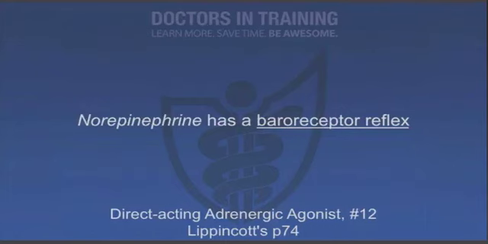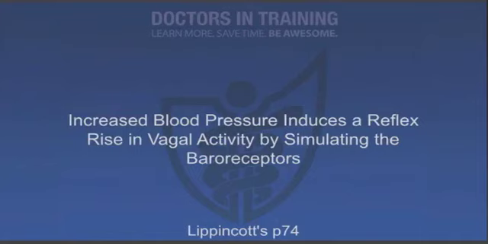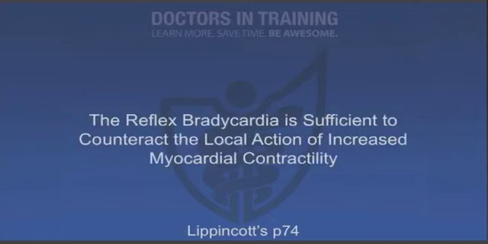Norepinephrine also has what we call a baroreceptor reflex. Now, in real life, on the ground, you're going to see that the increased blood pressure caused by norepinephrine induces a reflex rise in vagal activity by stimulating baroreceptors. Now, the reflex bradycardia is sufficient to counteract the local action of increased myocardial contractility. If we give atropine to block the vagal activity of norepinephrine, then norepinephrine produces a tachycardia, kind of as we expect.